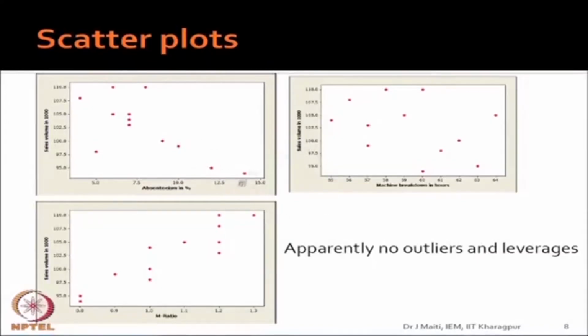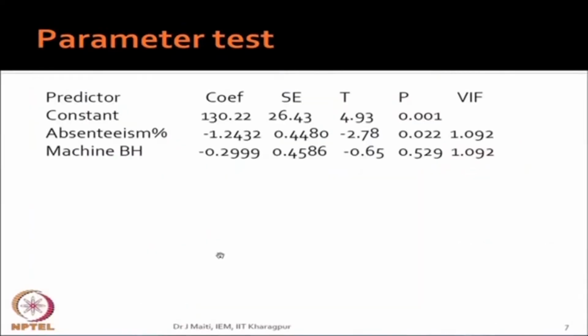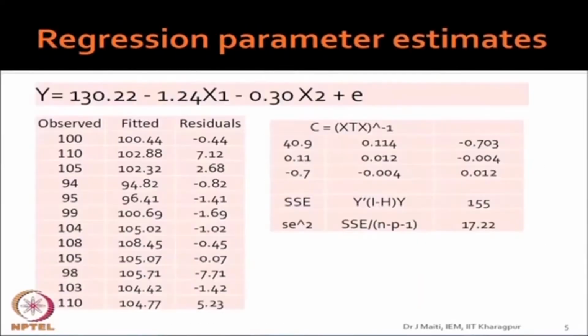It is difficult. Even in the first figure, it is not clear whether an outlier or residual is influencing our observations. In the second one, you see sales volume vis-a-vis machine breakdown in hours. Here it is almost random, no relationship. And the third one is the M ratio, which we have not taken into consideration in this regression equation.